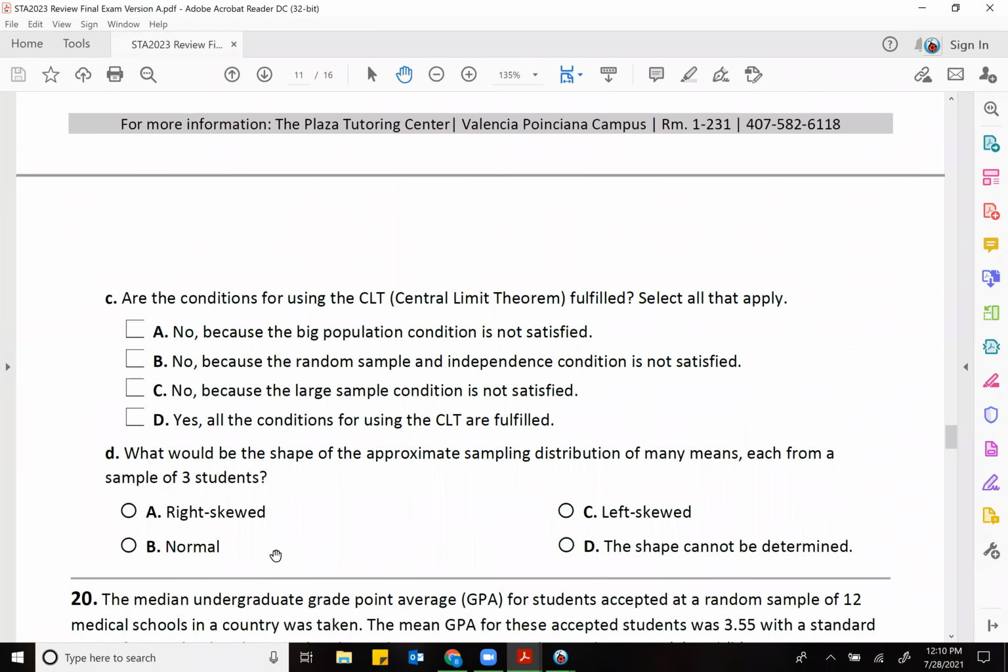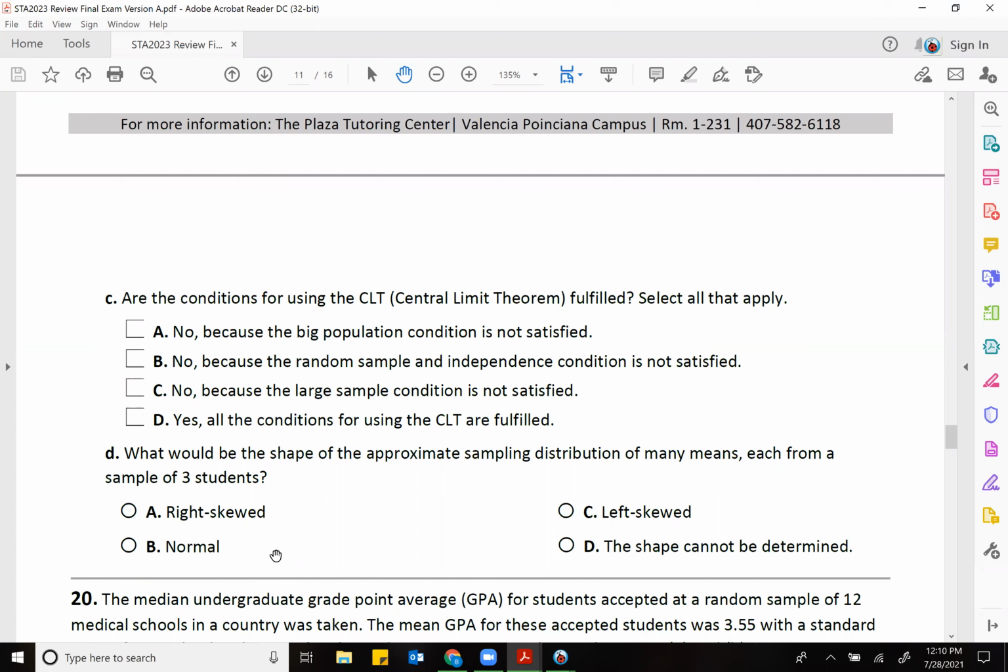C. Are the conditions for CLT met? Yes. What do you remember? What are all the conditions? Random, independent, large population, and I always forget the other one. I think it's C. So no. What did you say? I couldn't hear you. Catherine says she thinks it's C.